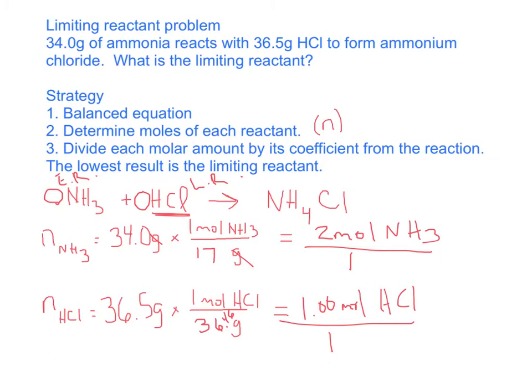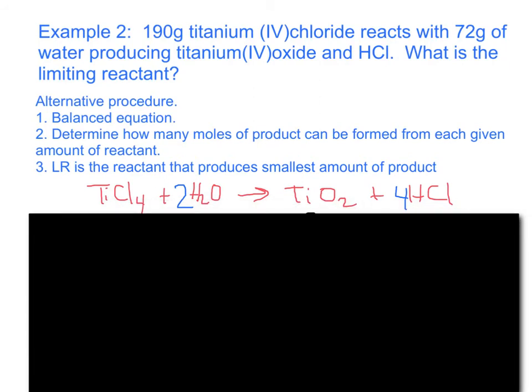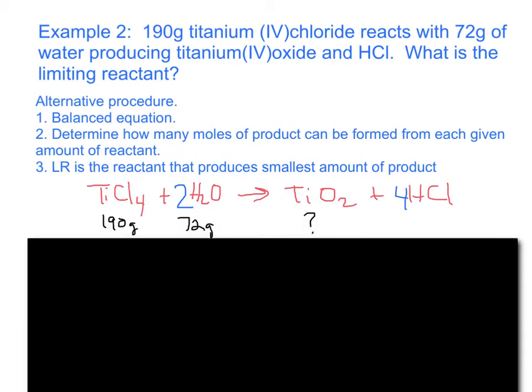So we're going to go on to another example and show you kind of an alternate approach to a limiting reactant problem. So here is example 2: 190 grams of titanium IV chloride reacts with 72 grams of water, producing titanium IV oxide and hydrochloric acid. In this case, they want to know what is the limiting reactant. So again, the procedure is to write a balanced chemical equation. There it is: 1 titanium IV chloride plus 2 moles of water yields 1 mole of titanium IV oxide plus 4 moles of hydrochloric acid.